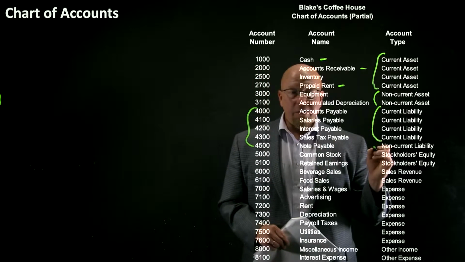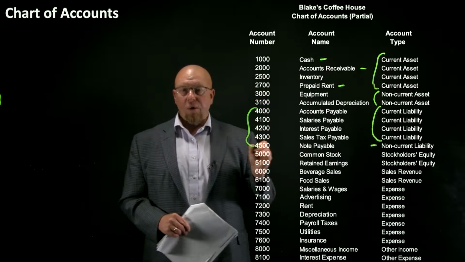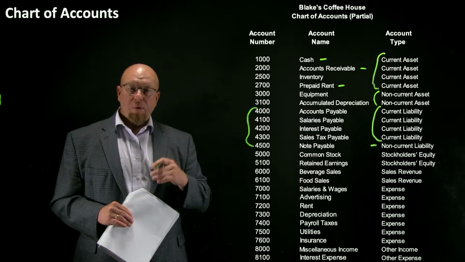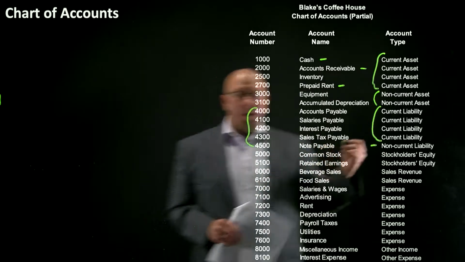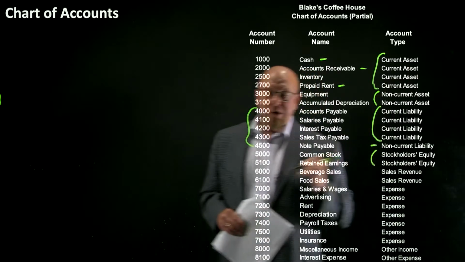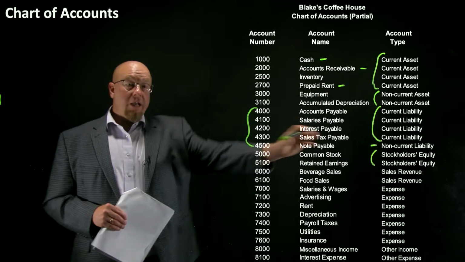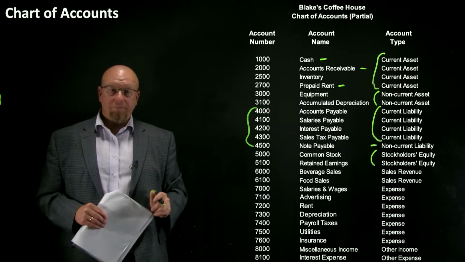One of the liabilities here is not current. It's a long-term bank loan. We still owe the money, but whatever portion is non-current, that's due at some point in the future. Remember that owner's equity we talked about, the contributed capital versus the retained earnings? They're both right here. I call it stockholders' equity now because Blake's Coffee House is a corporation.